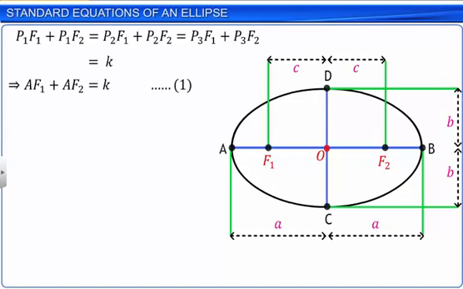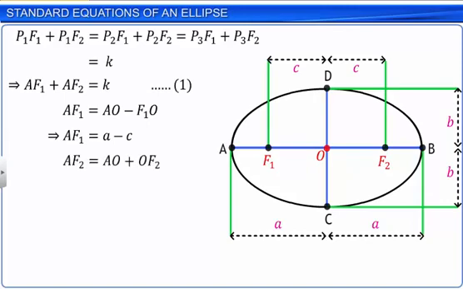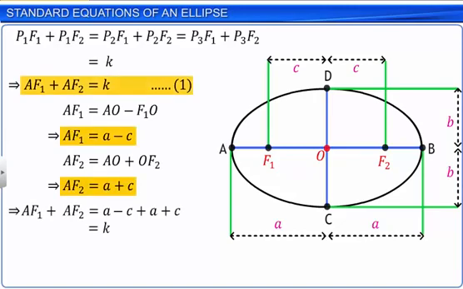Now, AF1 is equal to AO minus F1O, or the length of the semi-major axis a minus distance c of focus F1 from the center. AF2 is equal to AO plus OF2, or the length of the semi-major axis a plus distance c of the focus F2 from the center. Substituting the values of AF1 and AF2 in equation 1, we get k is equal to 2a.